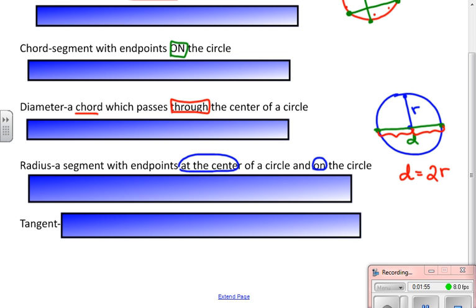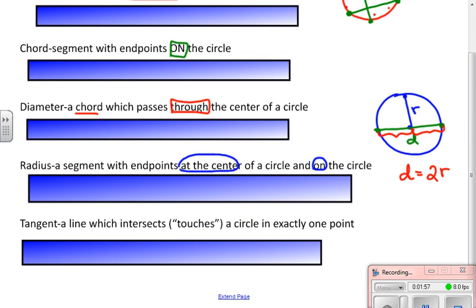That's all review. Now a tangent line might be a new term. It's a line which intersects or touches the circle in exactly one point. So it's this cool line that's just going to come and bump up, bad drawing, come and just bump and touch in one spot and keep going. And it's going to have some unique properties that we'll learn about later.